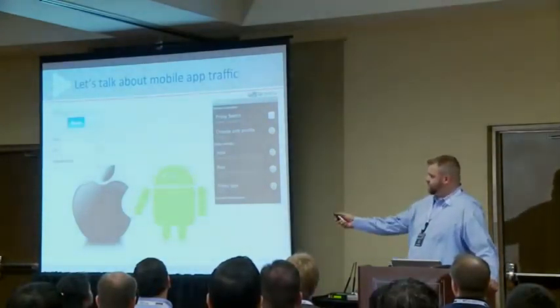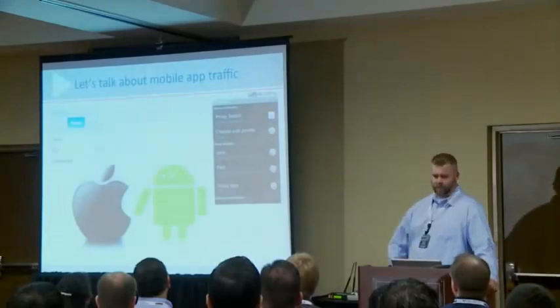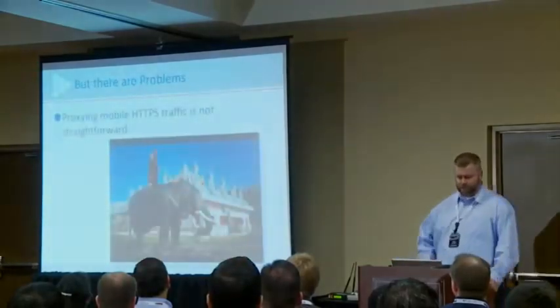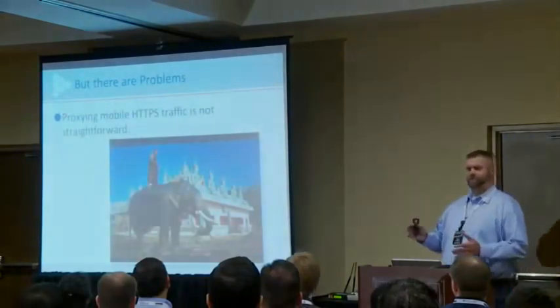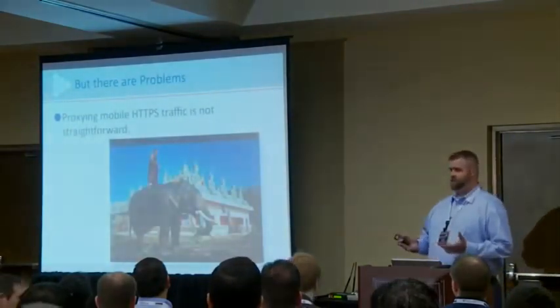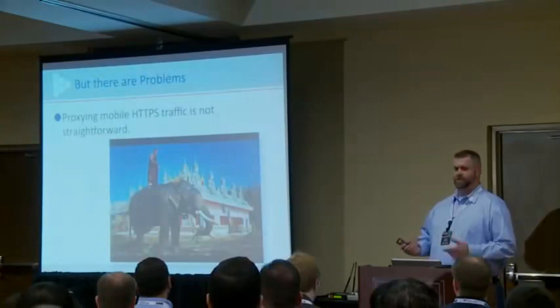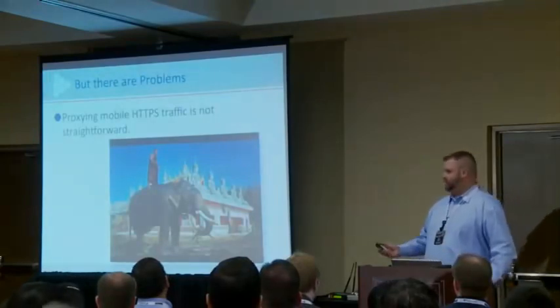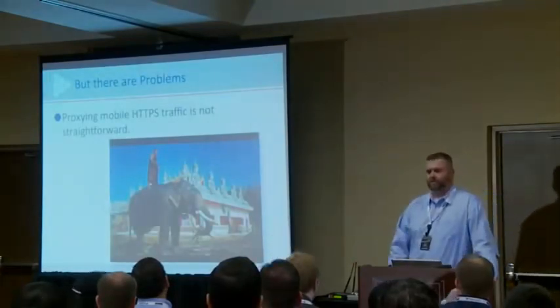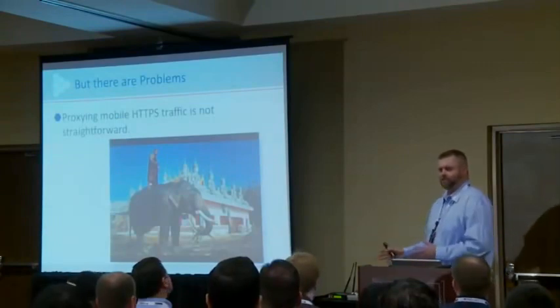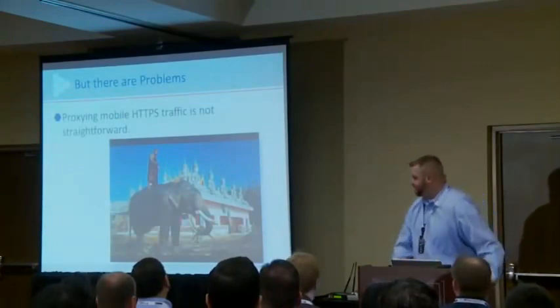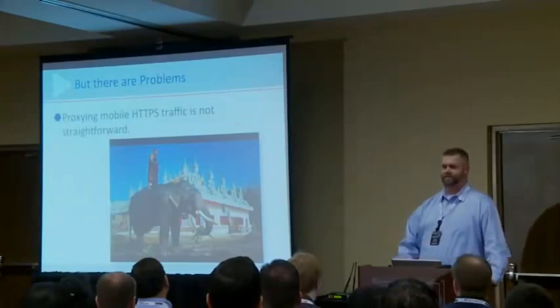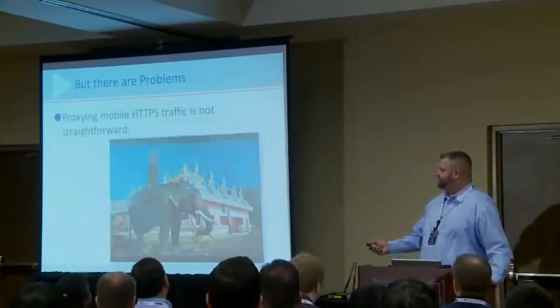Obviously, iOS on the left, Android on the right. So, proxying HTTP traffic in mobile apps is pretty straightforward, but not so when you get to SSL and TLS. In my mind, it's kind of like watching an elephant, right? I mean, you know what the end result is, but how you do it, I don't know how we got up there in the first place, but it's quite crazy.